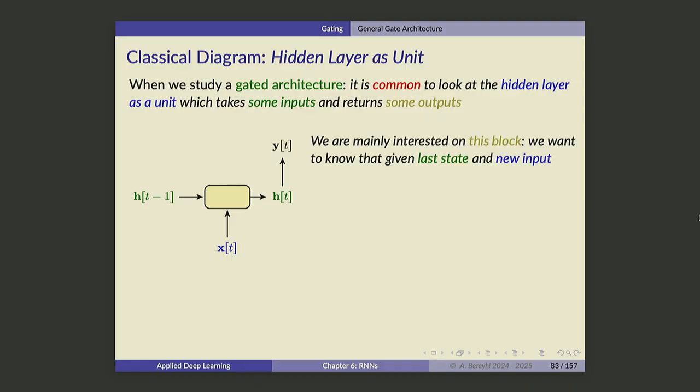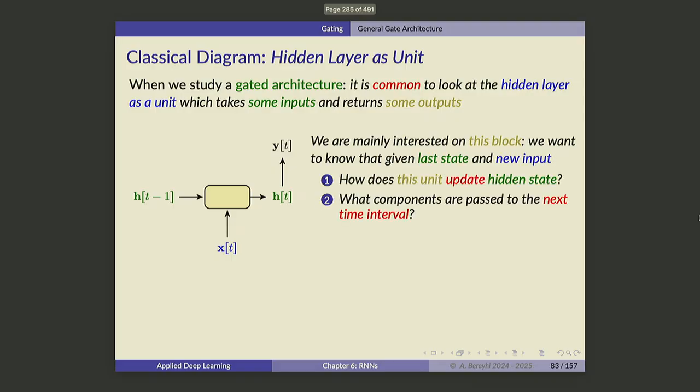So we are mainly interested in this module, as I told you, because this is the one capturing the memory, the state, and everything above it is not that important. The key point that we want to understand is how we are going to compute the newest state out of the hidden state that we have, and which components are going to pass to the next time instance, right?